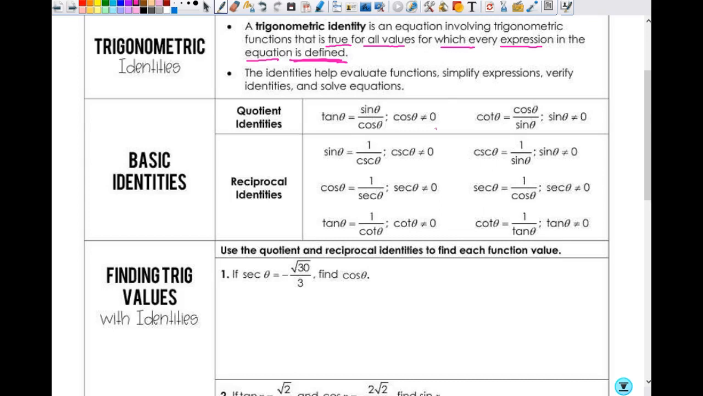So these identities, I never used these words with you yet, but you already know these. The quotient, that's just dividing, right? You know that tangent is sine over cosine, and you know that cotangent is cosine over sine, yes? And then reciprocal identities, well, you know that sine is the reciprocal of cosecant, and cosine is the reciprocal of secant, and so forth and so on. So these things you already know, but they're just called reciprocal identities and quotient identities. There you go, okay?